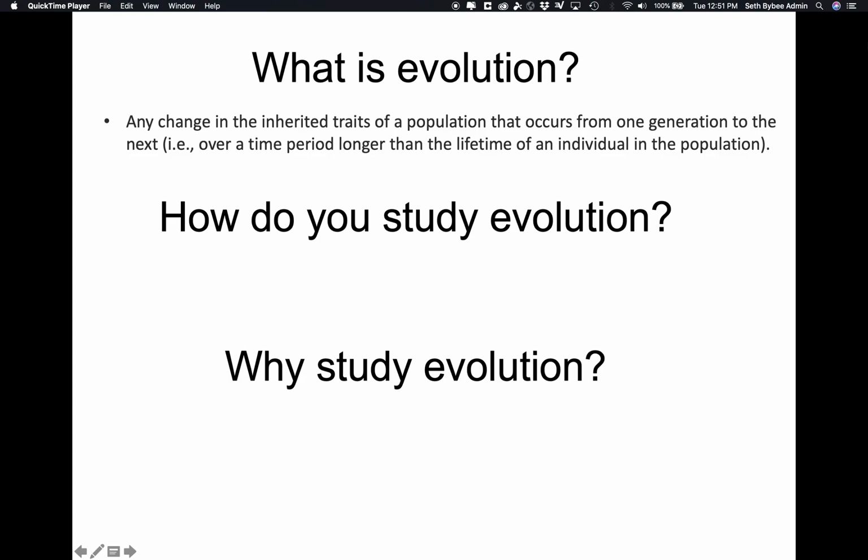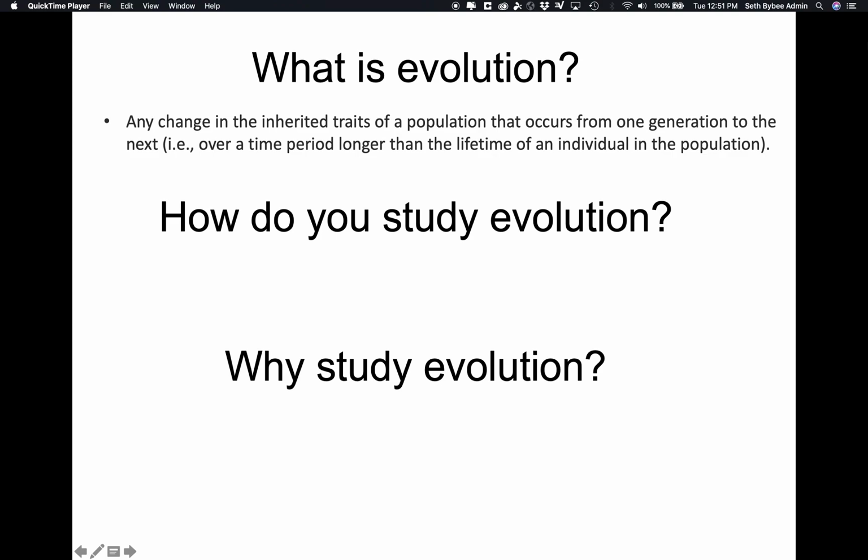So when we're looking at what is evolution, there's the strict definition. If you look at the strict definition of evolution, it's any change that's inherited in a population that occurs from one generation to the next. Now, the really important thing that's inherent in this is that the change is over a time period longer than the lifespan of an individual. What that really means is that individuals do not evolve, populations evolve.